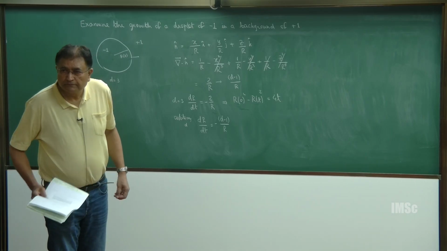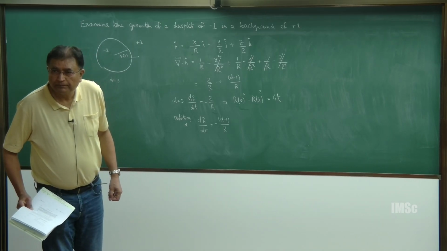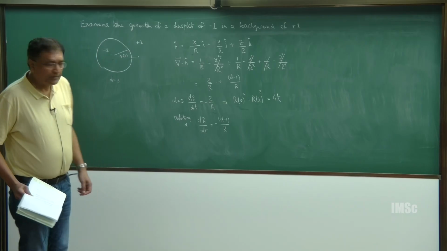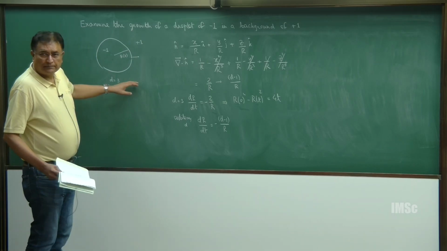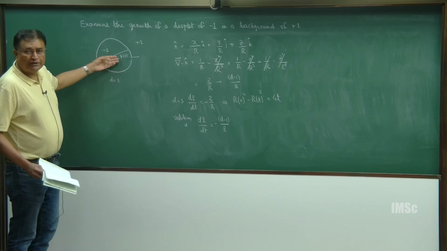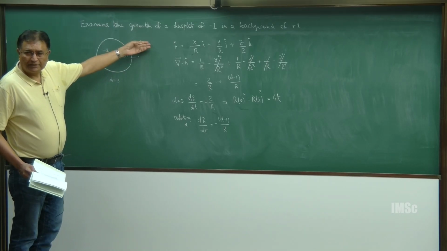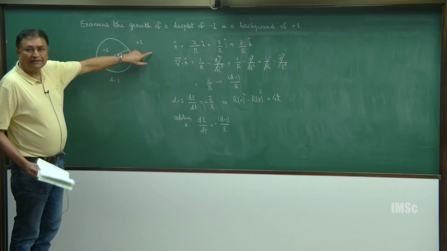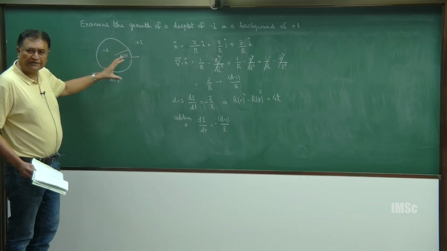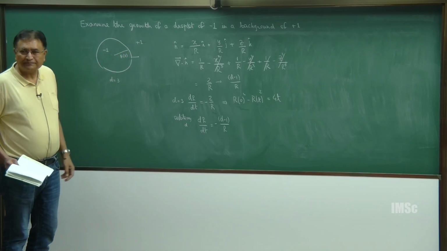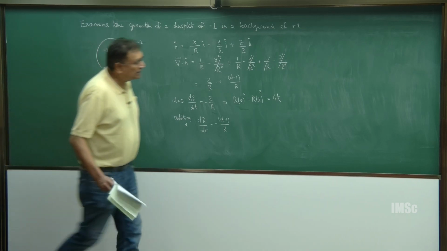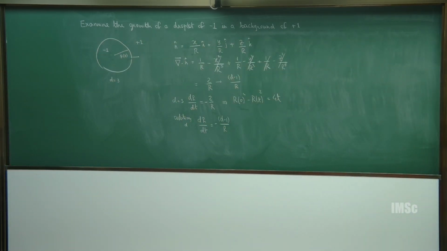Sir, have we incorporated the background in this calculation? You said we have minus 1 droplet and plus 1 background. See, these are the only two phases possible, minus 1 and plus 1. Okay. So, it does not matter whether it is a plus 1 in minus 1 or the other way around. In both cases the droplet is going to shrink.